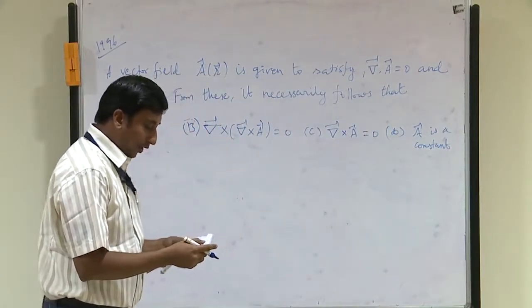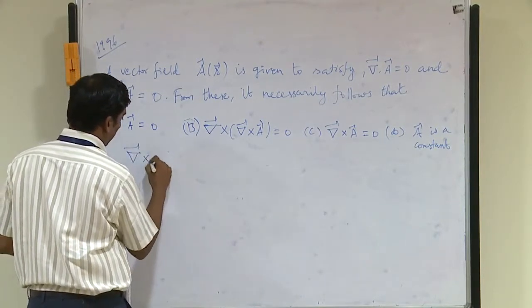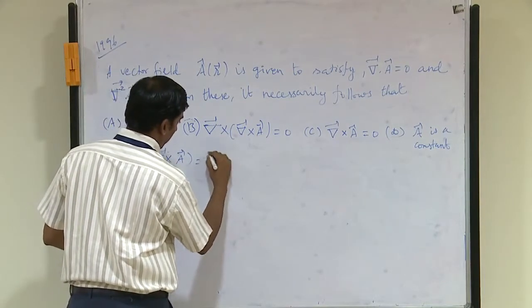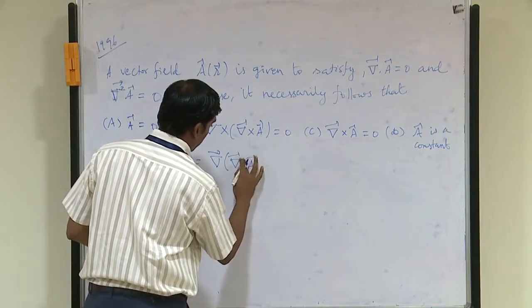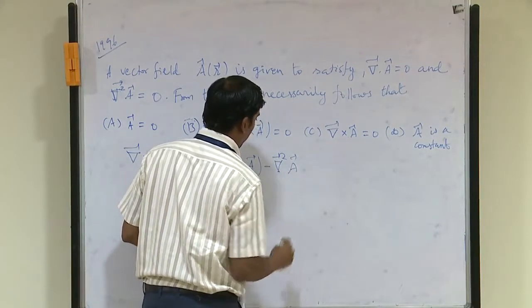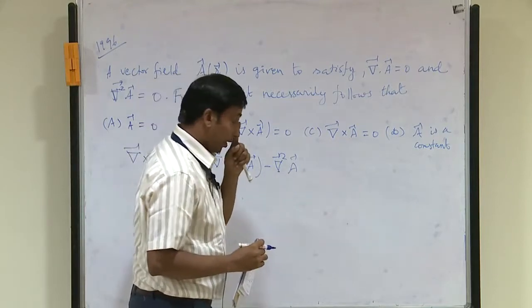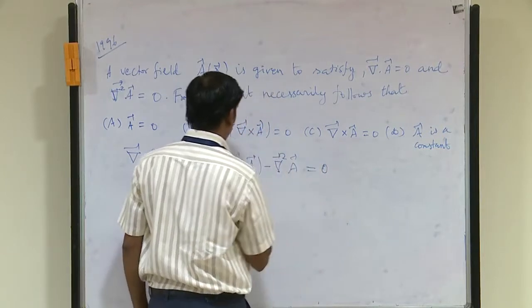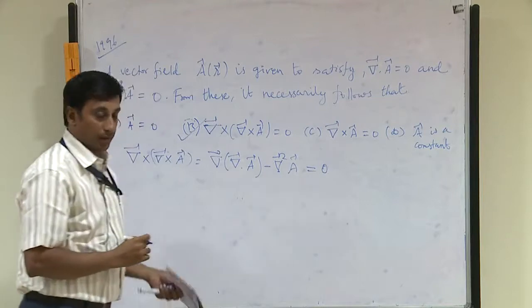If you remember the fifth identity, it is a direct question. So what is curl of curl A by definition, which is gradient of divergence of A minus del square A. So what is given? Divergence of A is 0 and del square of A is 0. So that implies this is equal to 0. So curl of curl A is equal to 0. So that is the correct answer.